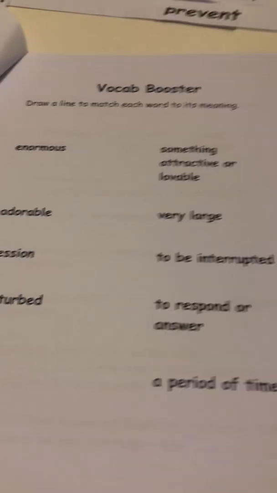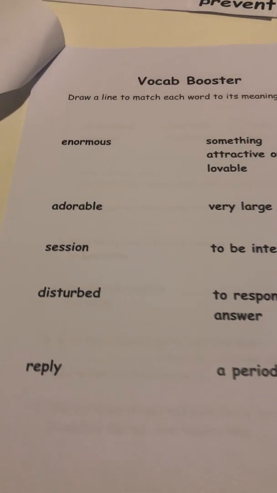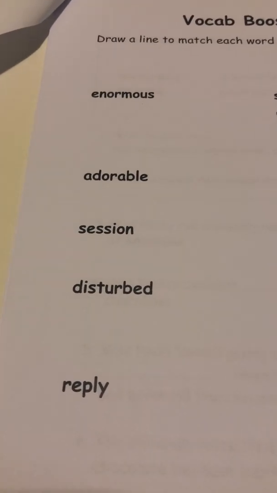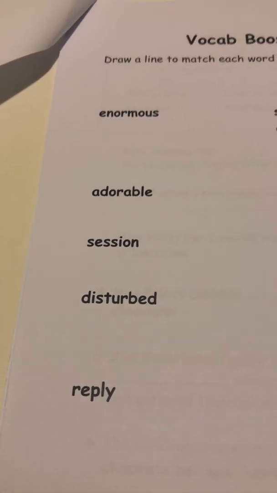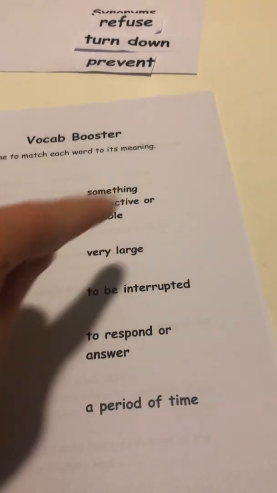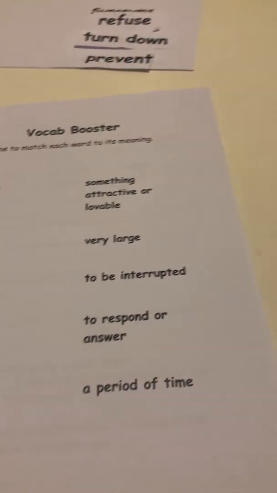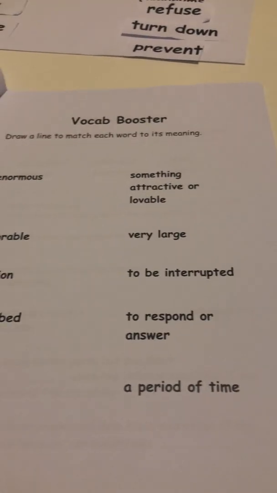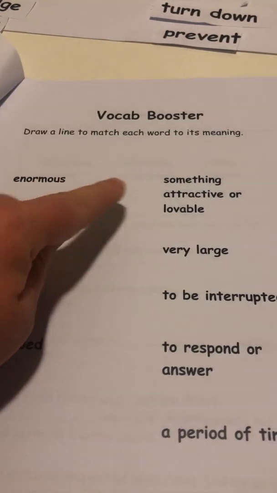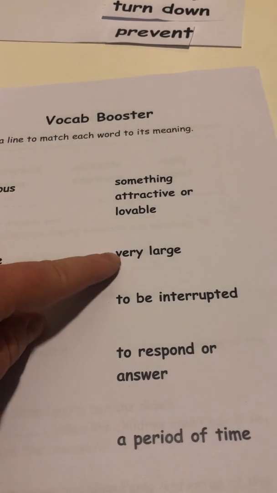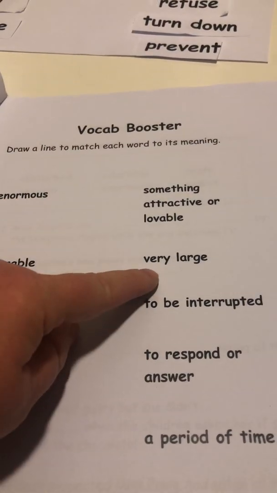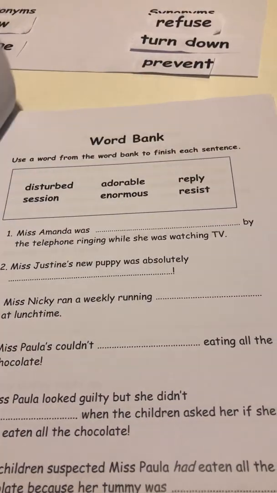My next page, I've got our vocab booster page, and they're the other words that we looked at this week: enormous, adorable, session, disturbed, and reply. So I want you to link those words to the meaning. Just draw a line and link to the meaning. I'll give you an example. The word enormous, I would look along the meanings here and I would see, oh, very large. So I would draw a line between enormous and very large, because that's what that means.